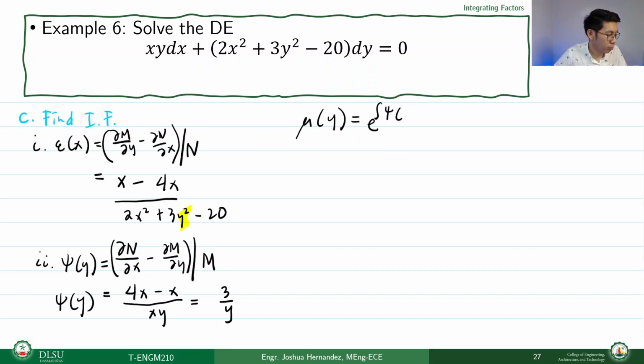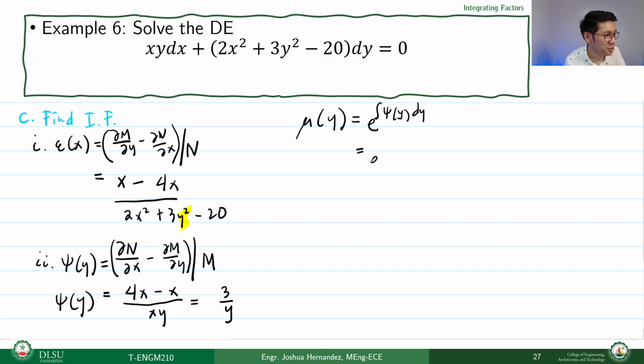Yan yung parang tinidor ni Satanas, no? Yung psi. Kaya ingat kayo sa mga psi. Psi y. Wala, sobrang unrelated, no? Sige, last ko na po yun. Integral of psi y dy equals, hirap kasi wala akong kausap eh, di ba?